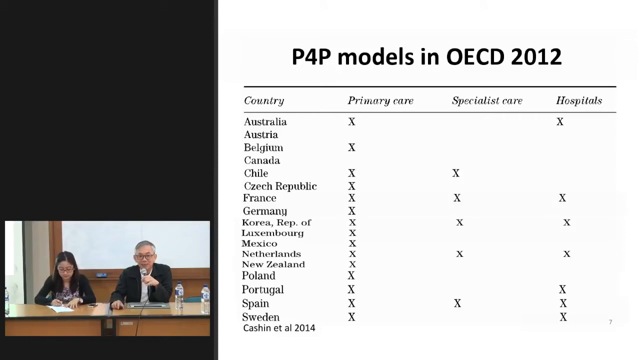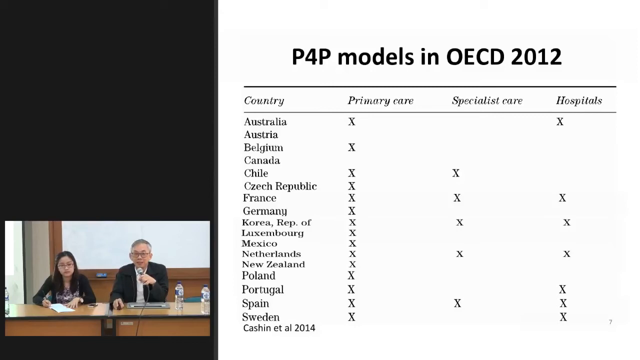The UK and the US apply P4P for three categories here. That means UK and the US, as the countries here in the Netherlands on the list here, in Korea or in France, that they apply within three sectors, like primary care sectors, and also specialist care and the hospital care.